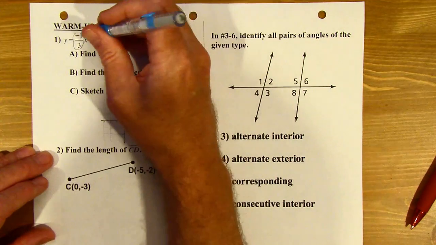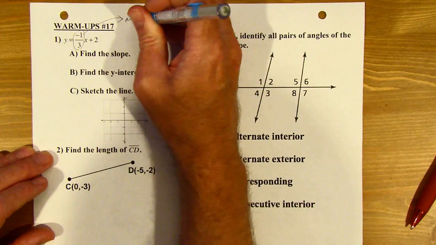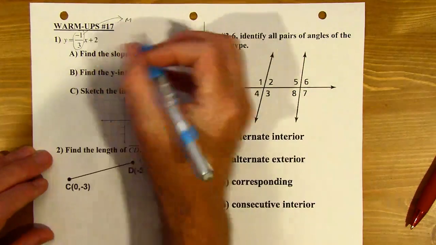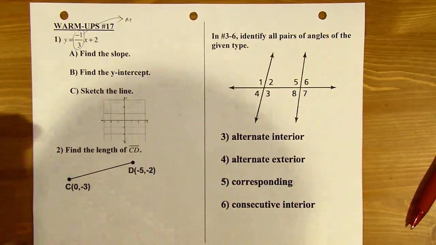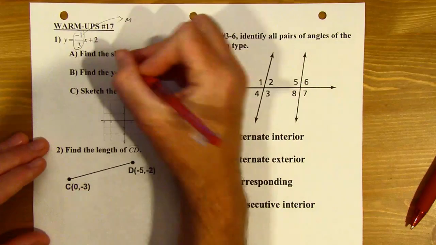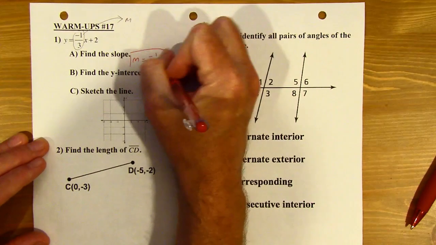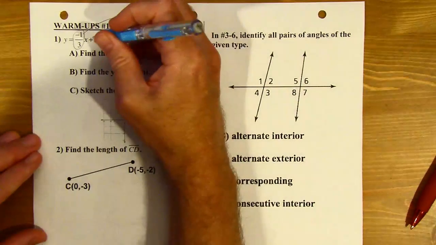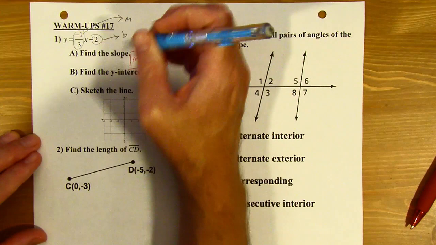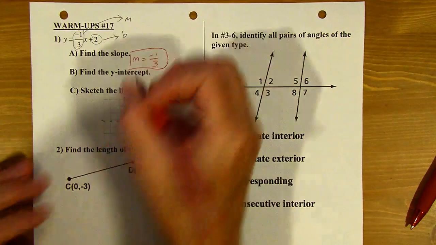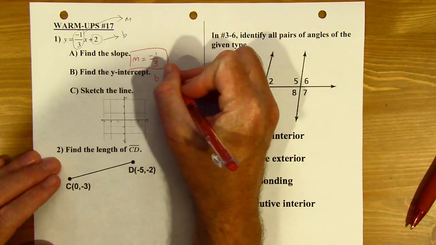Okay, so this part is going to be the slope, which we use lowercase m for a lot. All right, so my slope is going to be negative 1/3. Okay, and then this is the y-intercept, which is b. So the y-intercept is going to be 2.